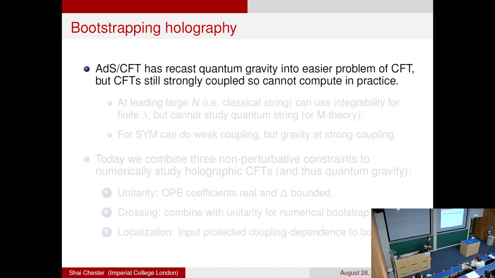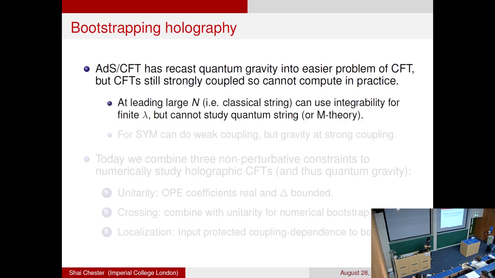The thing is that AdS/CFT is only half the story, because AdS/CFT takes the very challenging problem of quantum gravity and turns it into the slightly less challenging problem of CFT. But CFT is not a solved problem because when it's strongly coupled, you can't use standard methods like Feynman diagrams. And so you need a non-perturbative approach to CFT in order to non-perturbatively understand string theory, which is what we're going to discuss today.